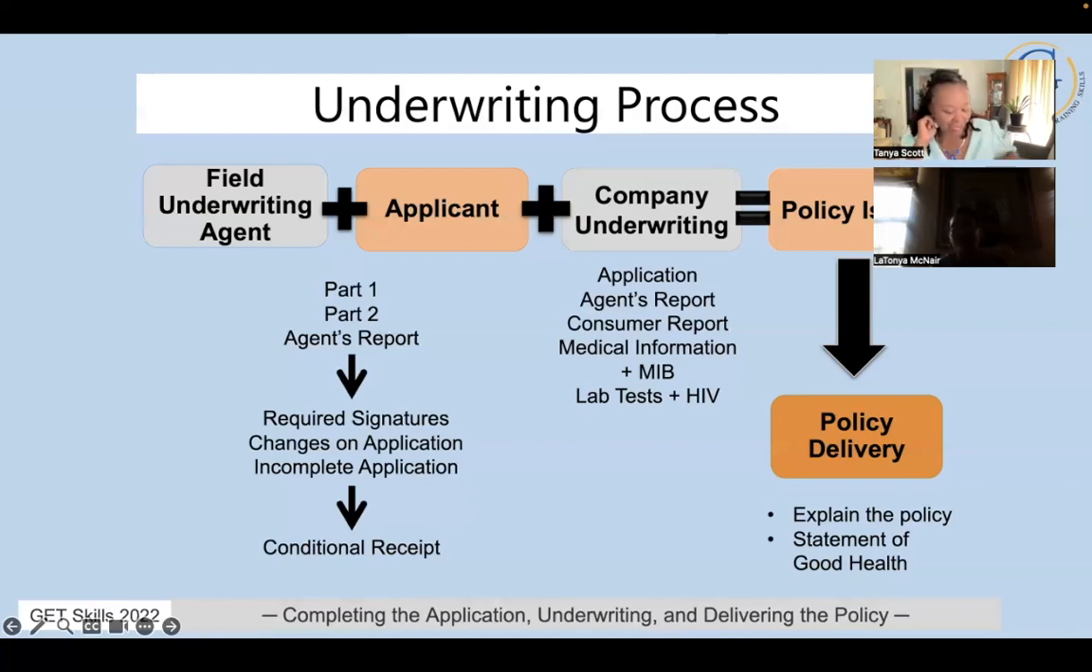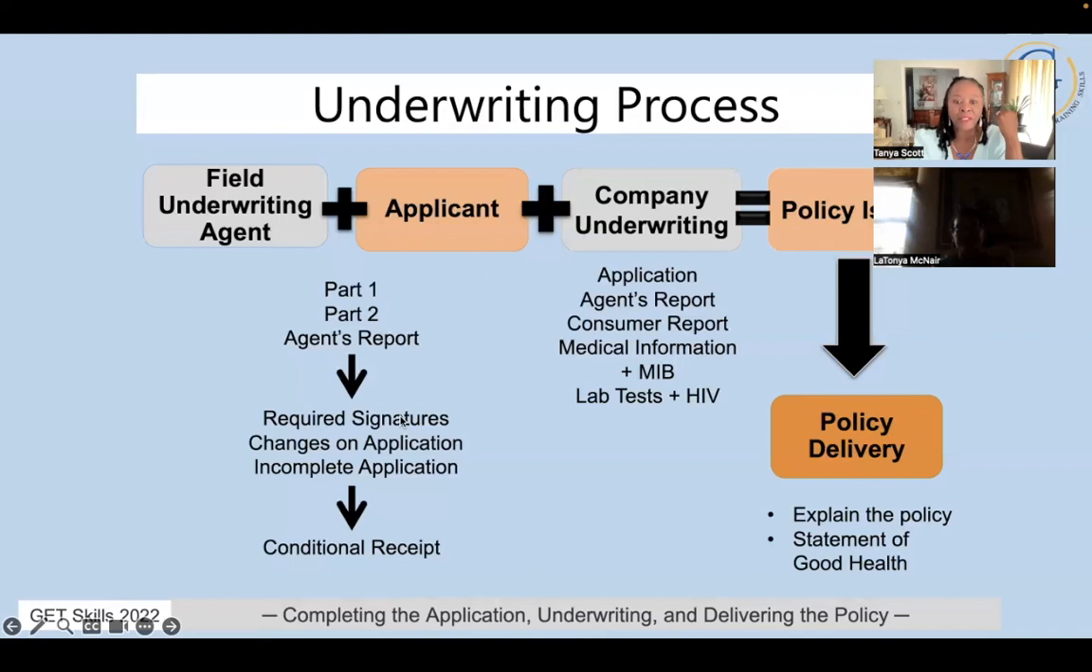So you're definitely going to solicit the application. You're going to help prevent adverse selection. Complete the application, obtain the signatures, collect the premium, and deliver the policy. Those are the things you've got to be sure you do.